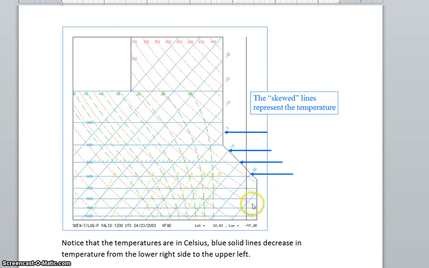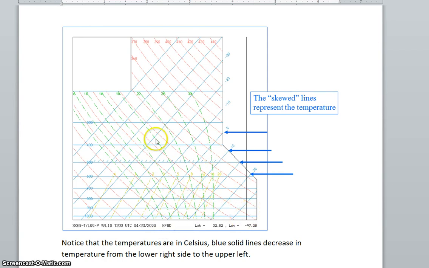We want to plot temperatures. Temperatures get warmest down here in the lower right corner, and they get colder as we go towards the upper left. The lines of equal temperature are skewed at a 45-degree angle. We start out here at about 40 degrees Celsius, then 30, 20, 10, 0, and so on.